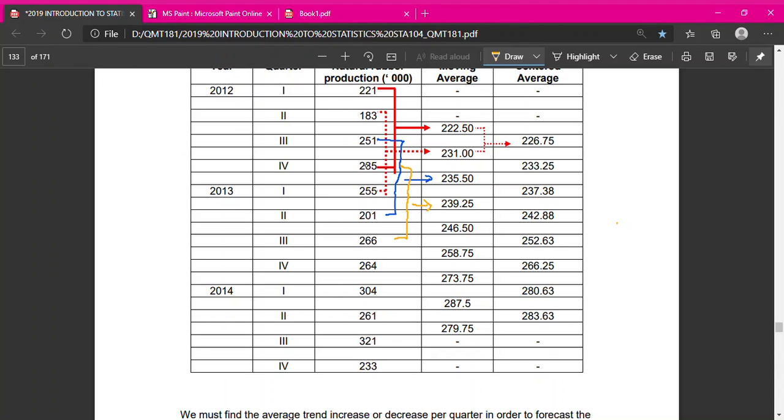Ambil average untuk 2. So, plus this 2 value, bahagi dengan 2, dapatkan average. Plus this 2, bahagi dengan 2, dapatlah 226. Tambah pula 223 plus 235, bahagi 2, dapat 233. Letak di tengah-tengah dia. So, value ni dah selari dah lah dengan value yang asal.